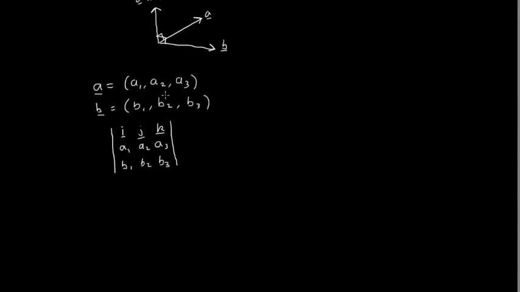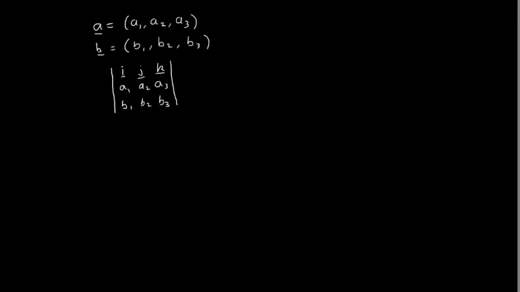There are a number of ways to calculate this determinant. I'm going to show you a way which is called Sarrus's rule, and I think it's one of the simplest ways. What we do is take the first two columns of this 3 by 3 matrix and repeat them just to the right of our matrix.